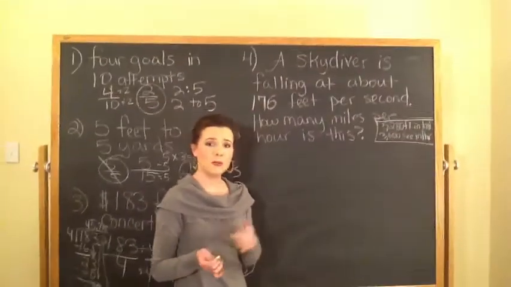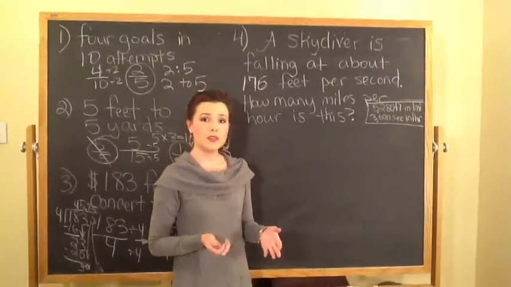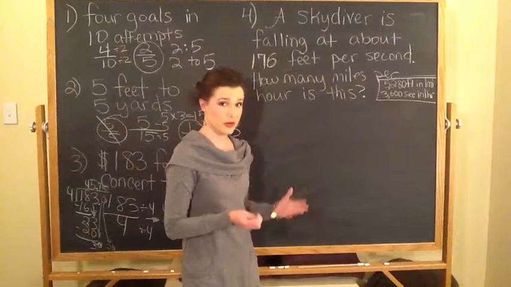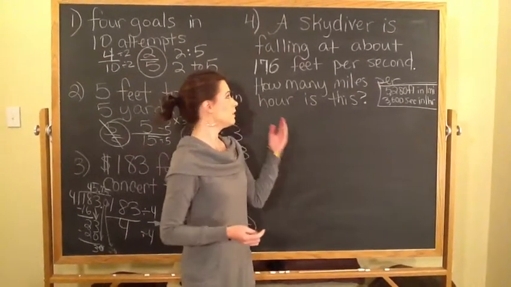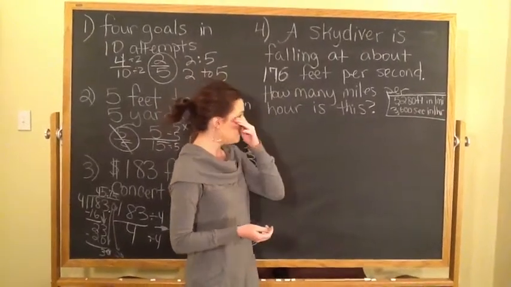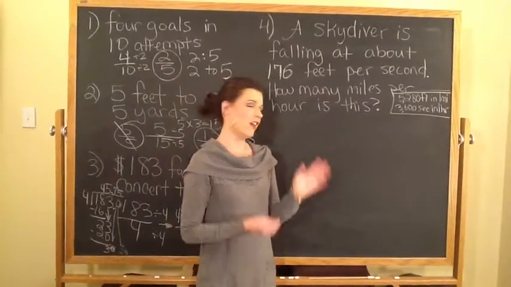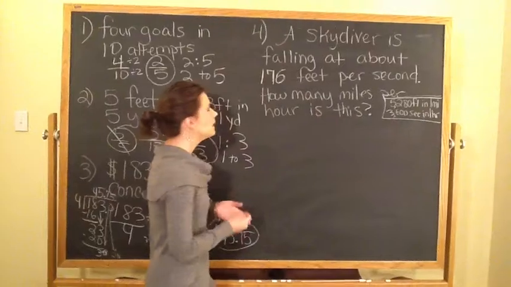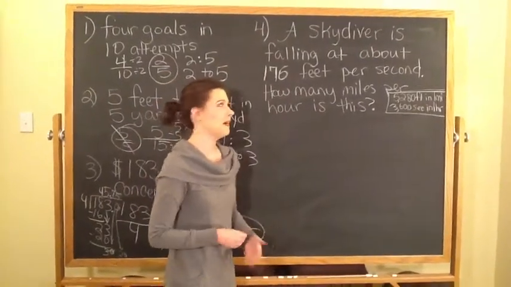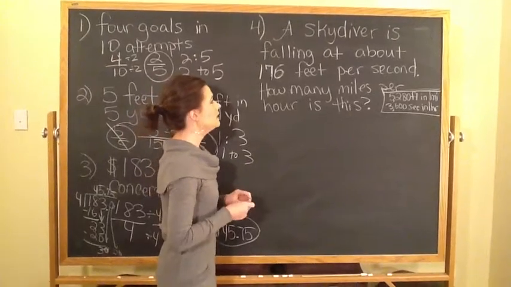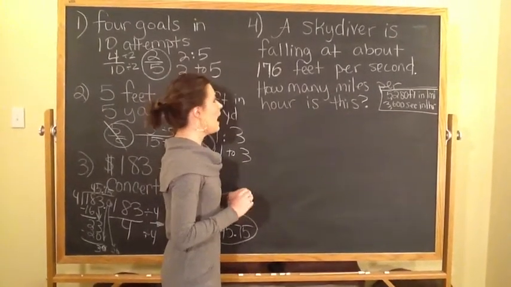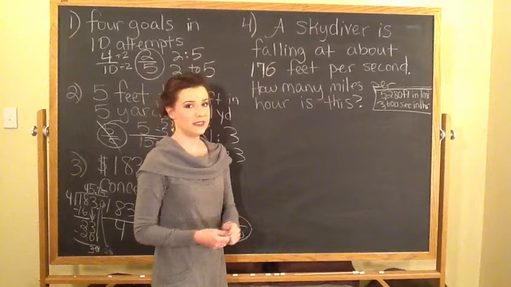Alright, let's look at another example. Now this one is a little bit more confusing because we're going to be dealing with a lot of different types of units and measurements. We're going to be dealing with miles and feet and minutes and seconds and all of that stuff. Okay, so let's go ahead and look at our problem first and then we'll talk about it. It says a skydiver is falling at about 176 feet per second. How many miles per hour is this?